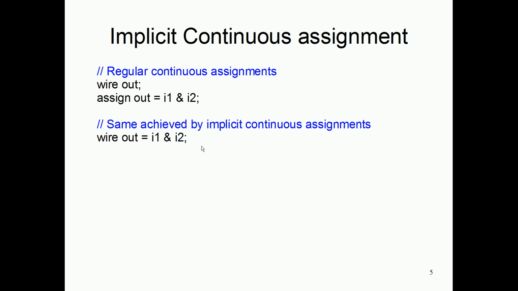Now there is an implicit continuous assignment which saves some more typing. Where we declare a wire out and then do assign out equals I1 and I2, instead we can do wire out equals I1 and I2, which is the same. So we are saving some typing by not typing the assign statement explicitly.